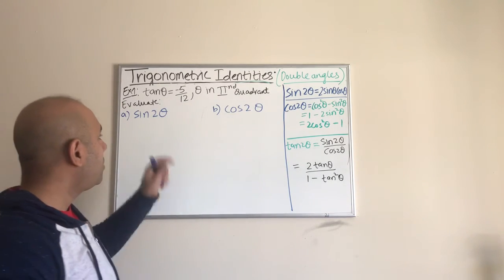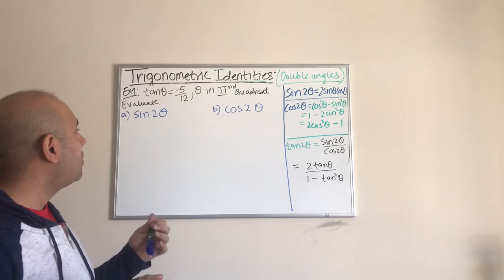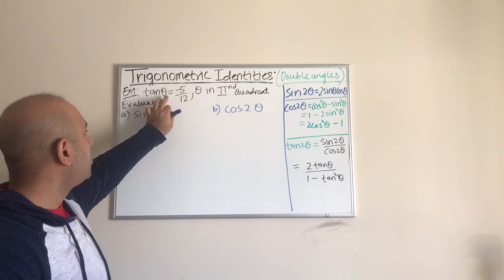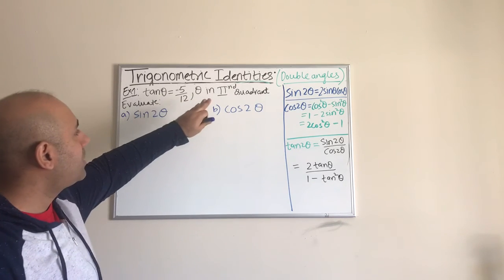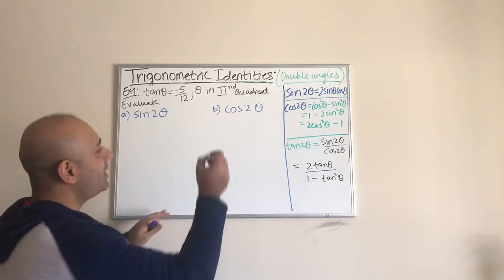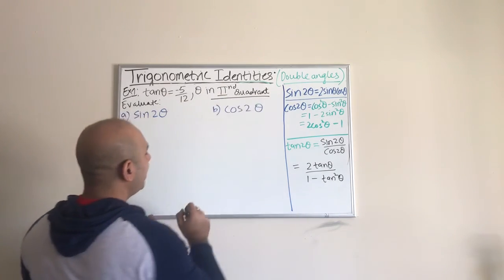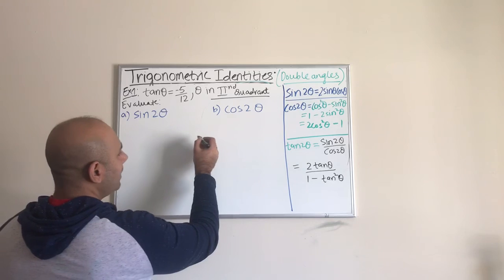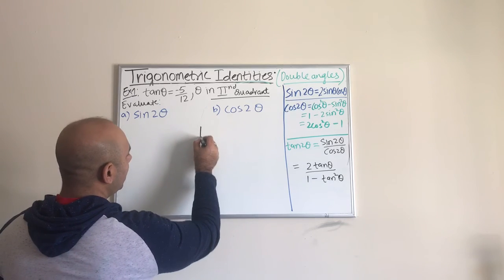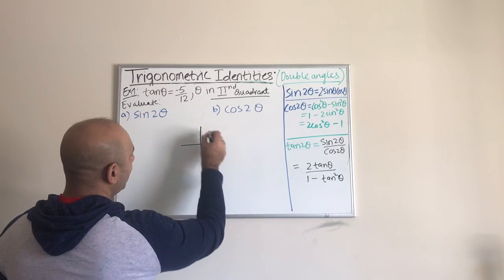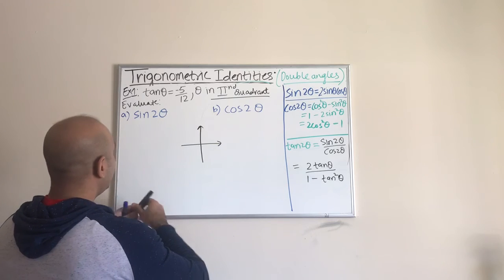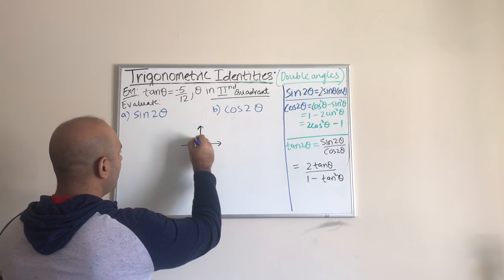Okay, so to do something like this, guys, the first thing is you want to draw the reference triangle. Of course, here we are going to draw it in the second quadrant. I'm going to underline this important information. So let's go ahead and draw the reference triangle right here in the second quadrant, which is going to look like this.